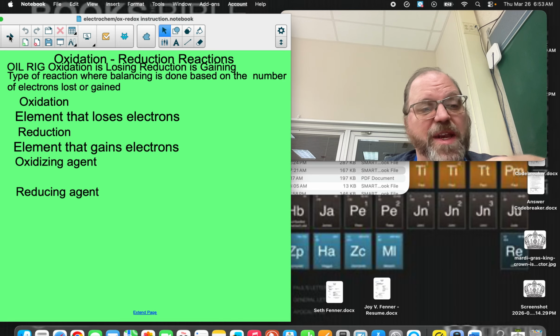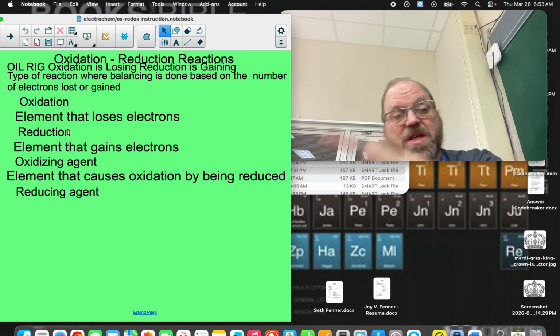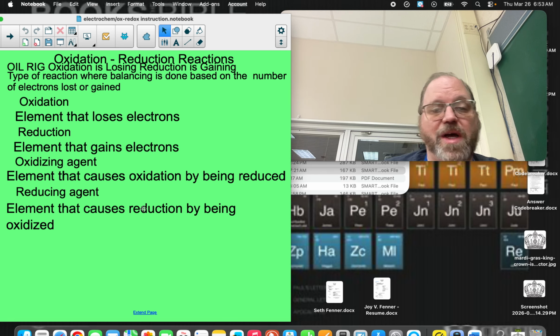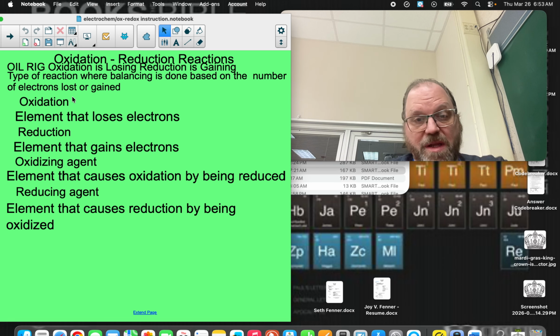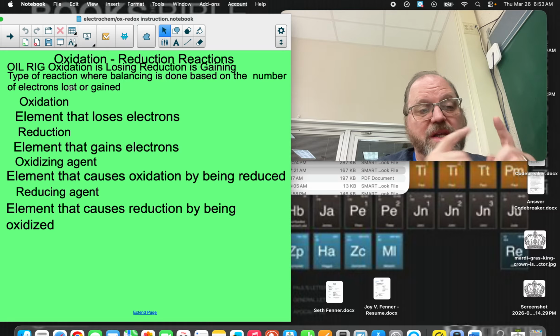An oxidizing agent is defined as the element that causes oxidation by being reduced. So whichever one is reduced, that's the oxidizing agent. And a reducing agent is the element that causes reduction by being oxidized. Again, it's the opposite of the last one. The one that is actually oxidized is the reducing agent.